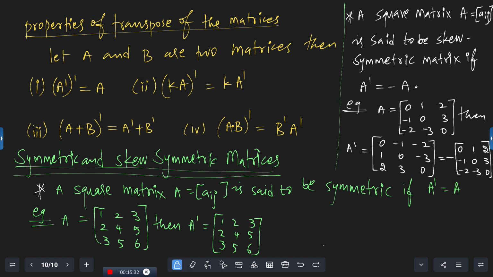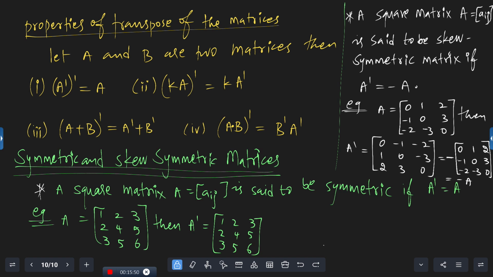Have you noticed? Have you noticed it, children? So what did we get then? Which is equal to minus A. So therefore, A dash equal to minus A. We can say that it is a skew symmetric matrix. That's it.